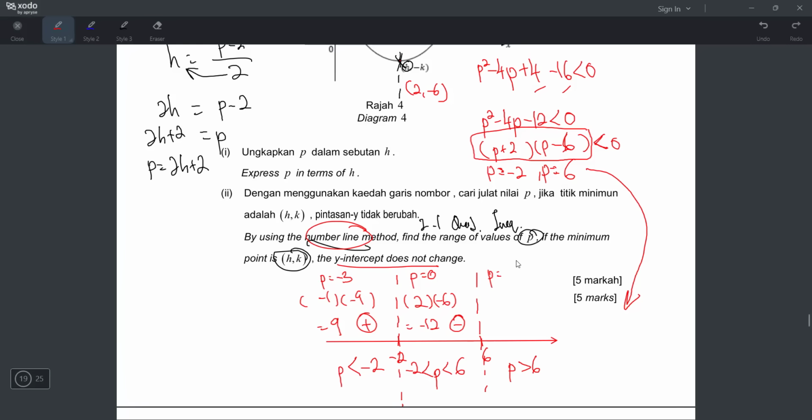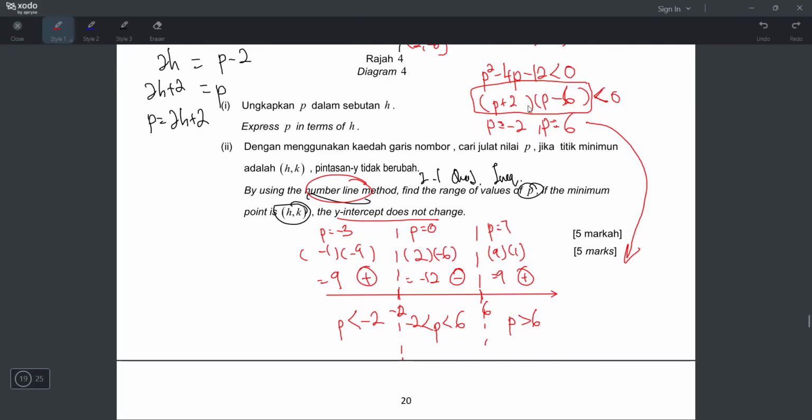Last one, P bigger than 6. Okay, I'll just use 7. 7 plus 2 is 9. 7 minus 6 is 1. 9 times 1 is 9. So it's positive.